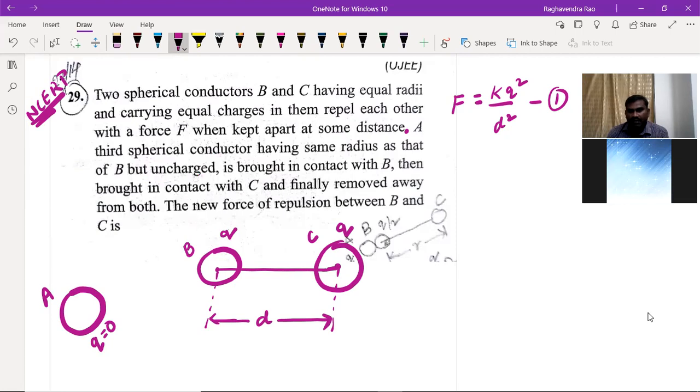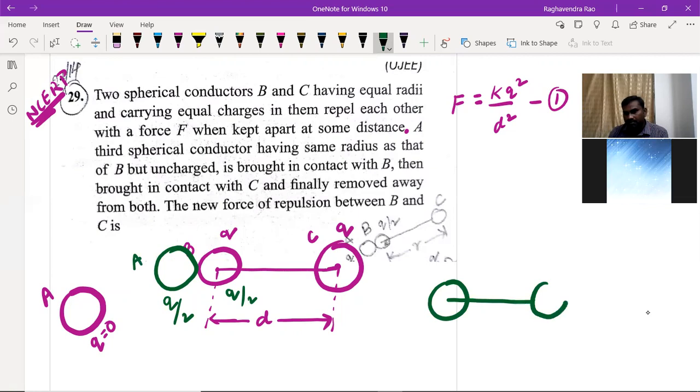A third spherical conductor having the same radius as that of B but uncharged is brought in contact with B. Now it is placed in contact with B like this. What happens? The charge will redistribute on both of them. The charge on A becomes Q by 2, and the charge on B becomes Q by 2. Now the situation becomes like this: this is of charge Q by 2, and this is of charge Q.